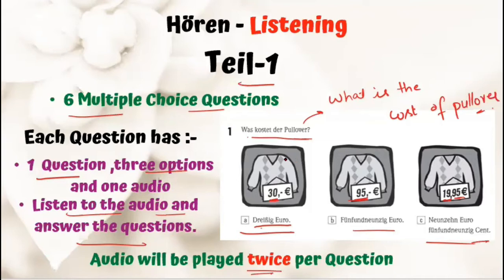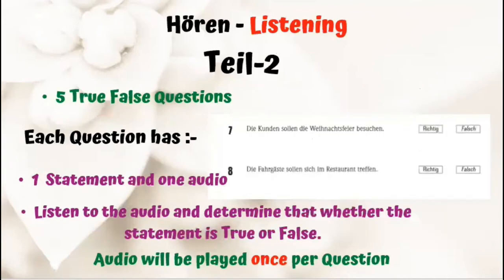Now coming to the next part, this is tile 2. In tile 2, you have right and wrong questions, that is true and false. How many questions? 5 questions you have to answer like this. Each question has one statement and one audio.